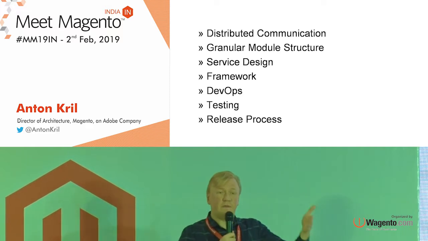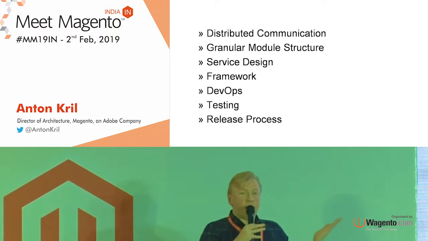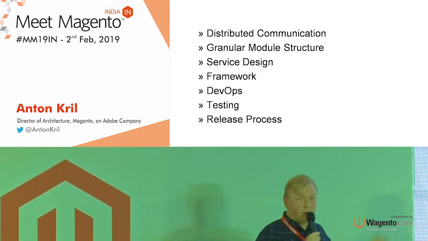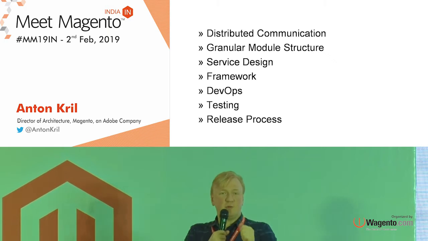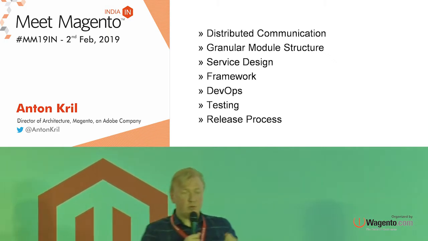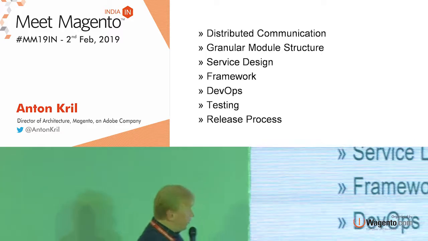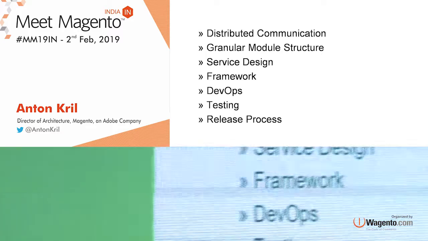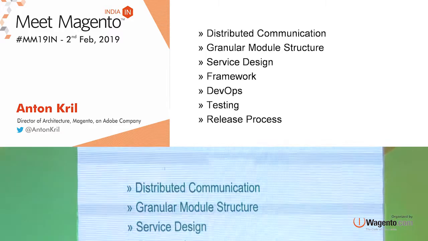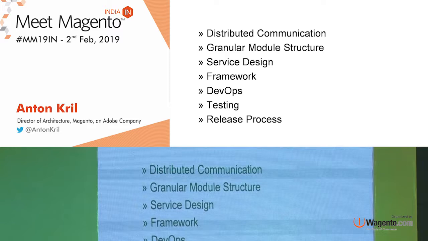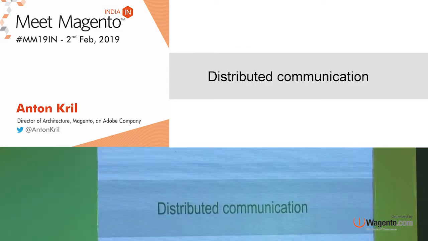It's actually multiple different projects, because you cannot just, I should have put the meme here, you cannot just get and distribute your Magento instance. You need to do a lot of things before it, right? So these are the things that I will be talking about. And first, and probably the most complicated of them, is distributed communication, right?